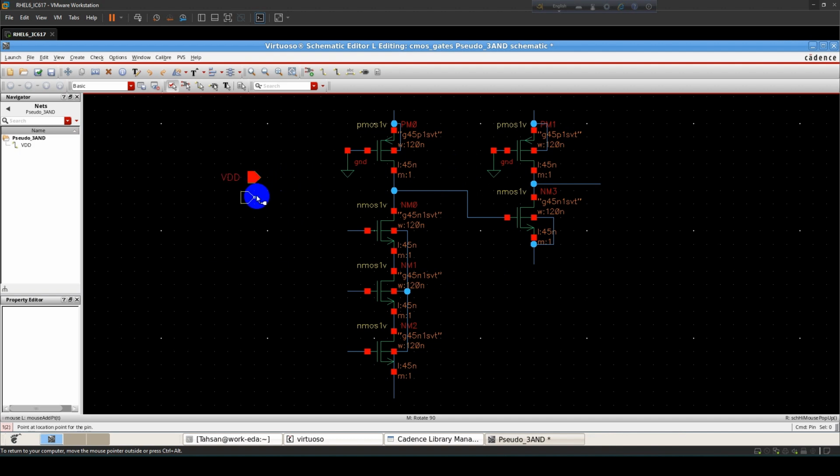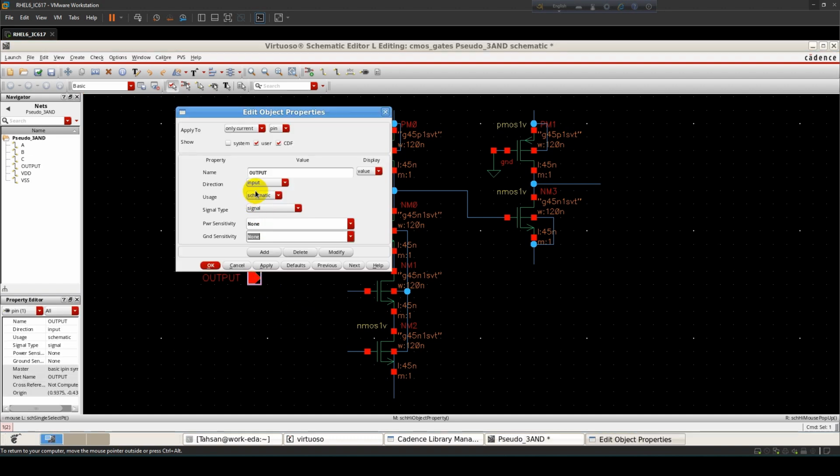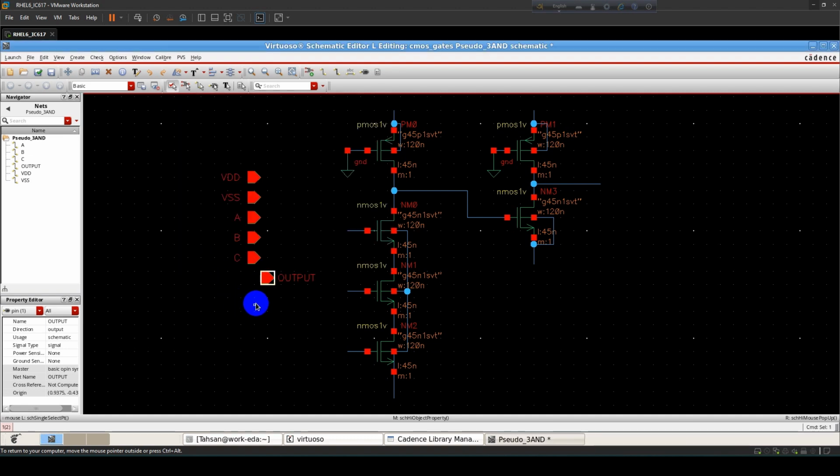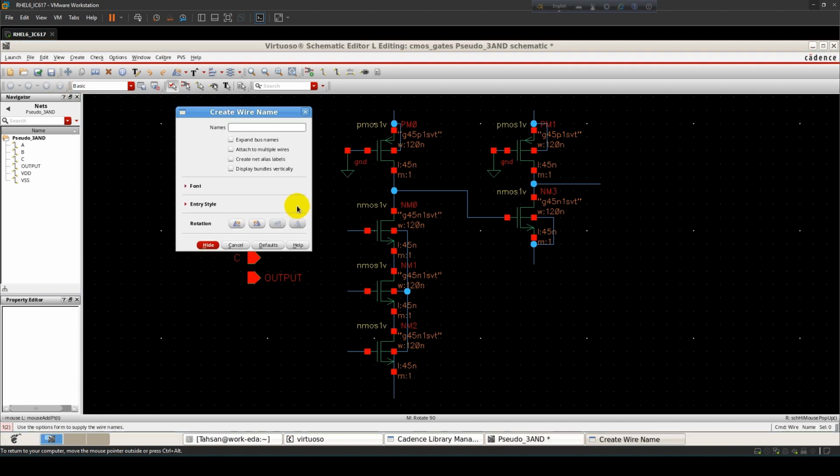Create input and output pins to complete the connection. Now create labels with the same name as the pin names, because this makes the connection without a wire.